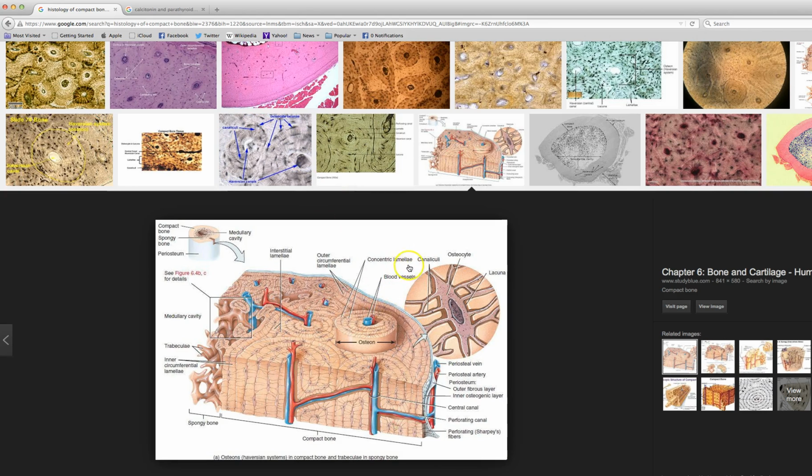You're also going to see some different words. You'll see some concentric lamellae, all these different types of lamellae. What a lamella is, it's just a thin layer or membrane. That's all that it is. You'll see it marking some of these areas. So as you look through this bone, you'll see some different words.